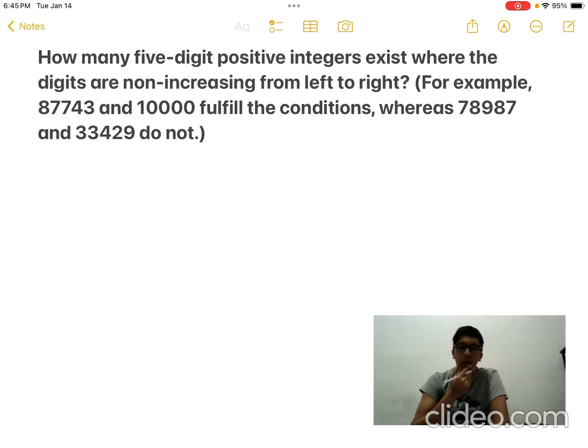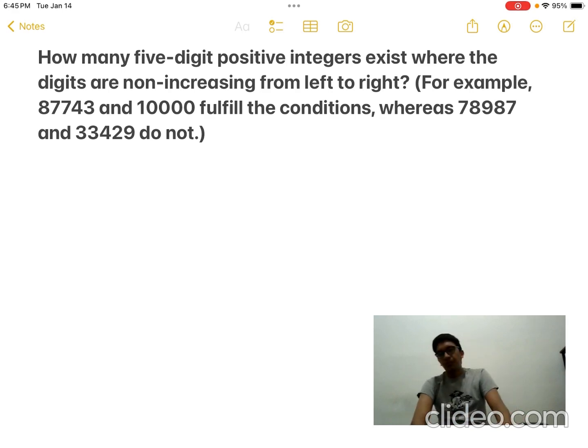So the problem is: how many five-digit positive integers exist where the digits are non-increasing from left to right? For example, 87,743 and 10,000 satisfy those conditions, but 7,897 and 33,429 don't.